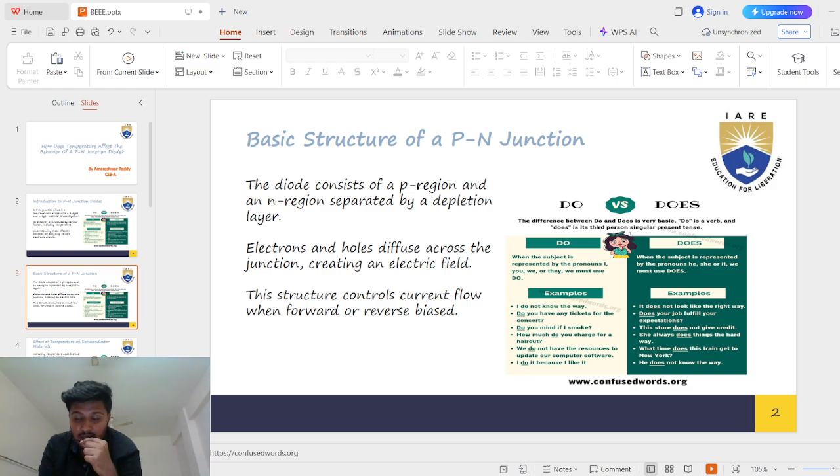The barrier becomes larger and almost no current flows. So the diode allows current to flow in only one direction. That's why it's often called a one-way switch for electricity.